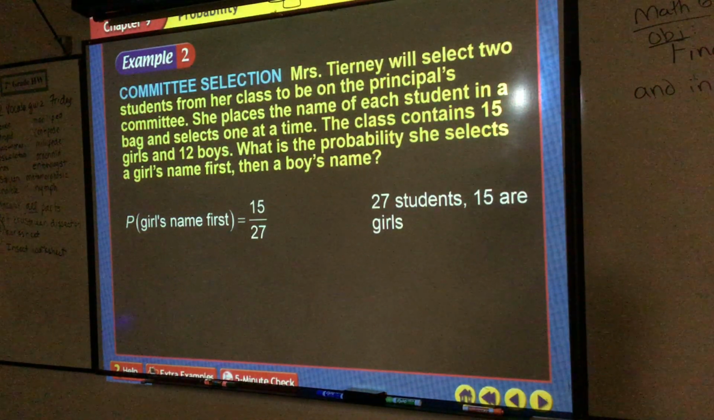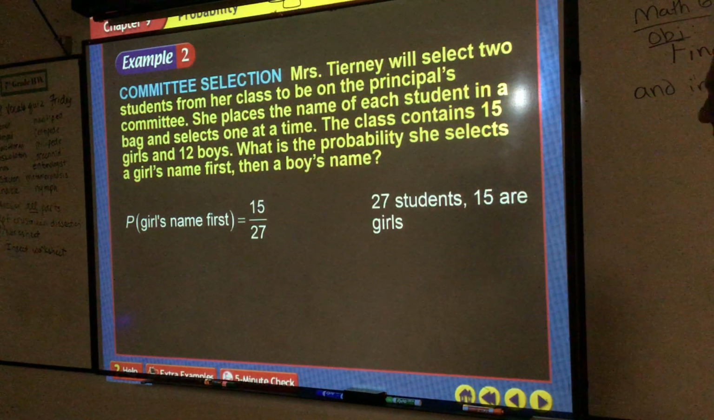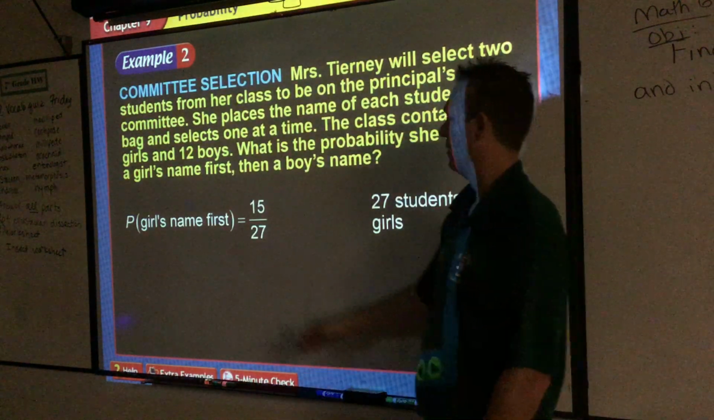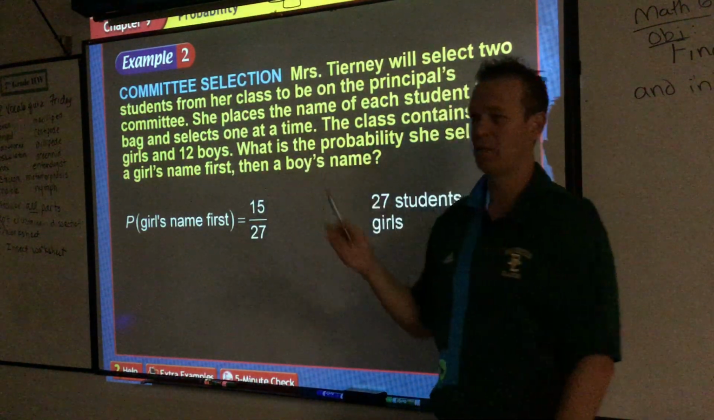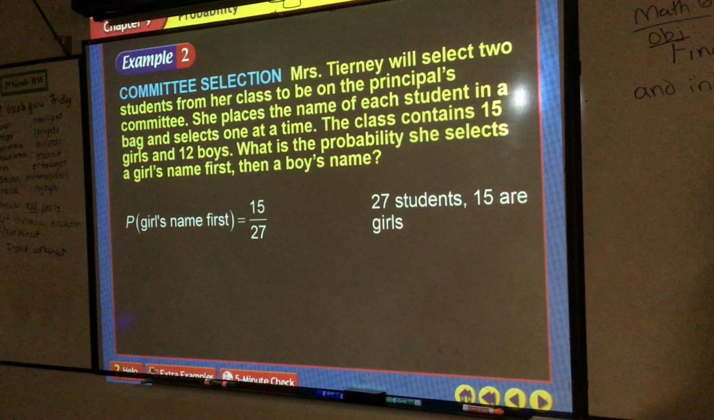Okay? So it says, what is the probability she selects a girl's name first, then a boy's name? So we have 15 out of 27. When she's first pulling out, she has 27 choices, right? 12 plus 15 is 27.